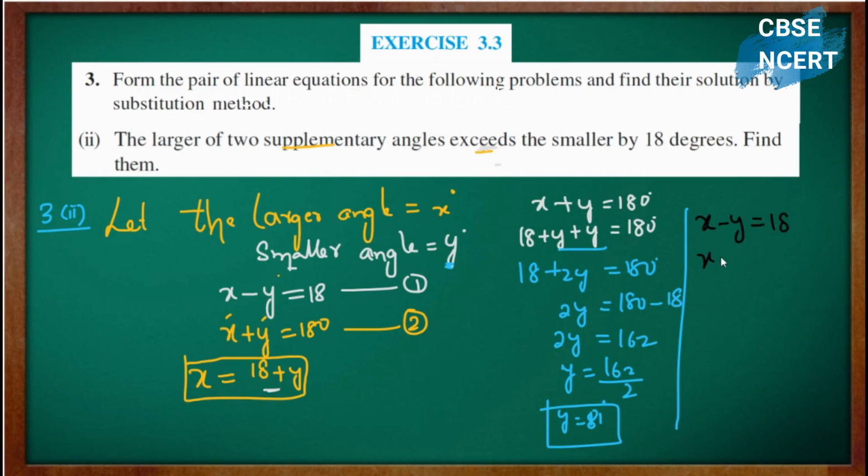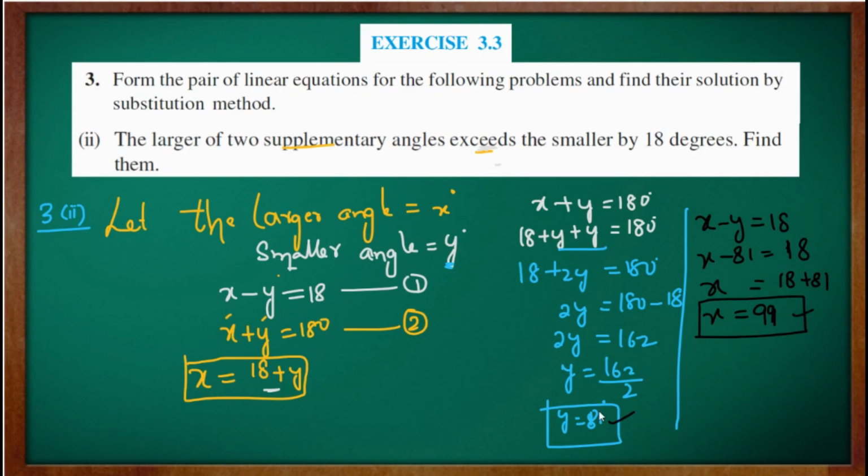So I am replacing y with 81, which is equal to 18. So x is equal to 18 plus 81, as minus 81 moves to the other side and becomes plus 81. So 18 plus 81 is 99. So the two angles are 99 and 81.